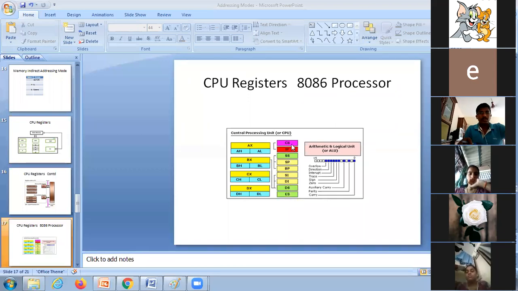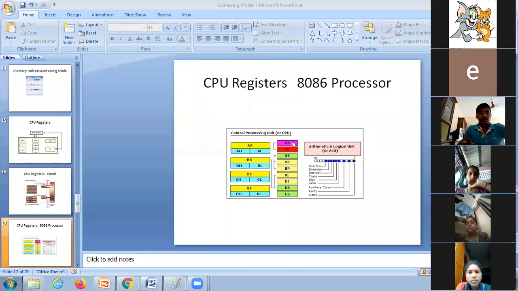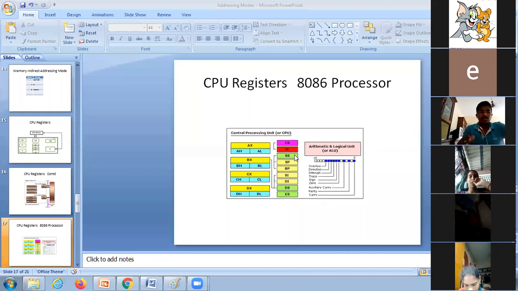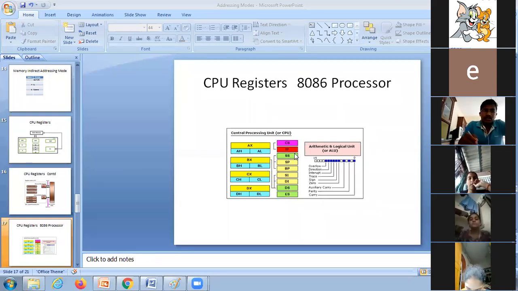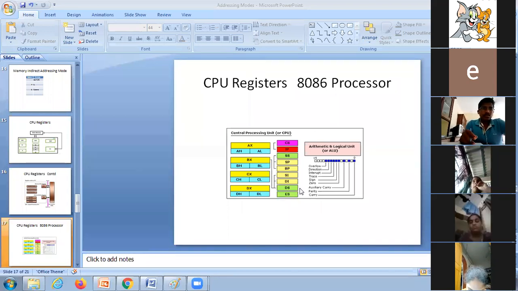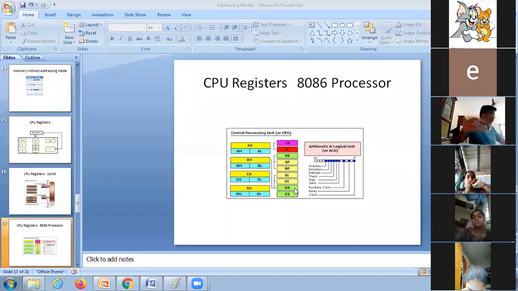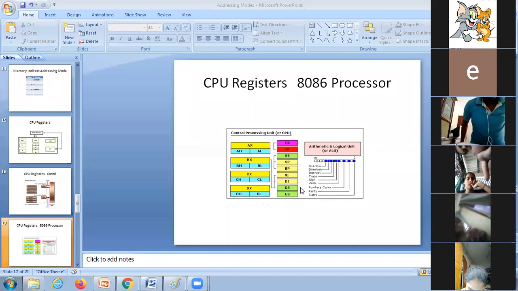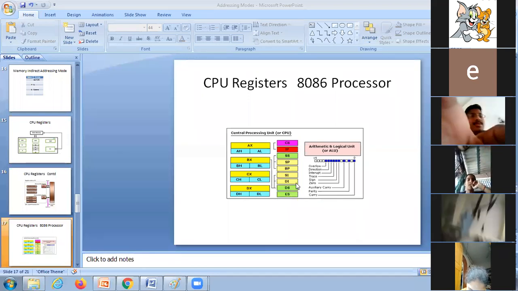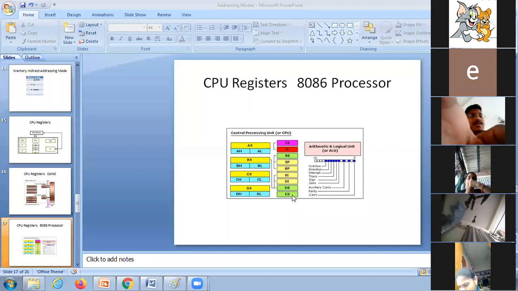Code segment is used to store the code. Code means program. Stack segment is used to store the temporary variables, that is stack purpose. And data segment is used to store the data. Data is different from code. Code means program, data means values. ES, extra segment, can be used to store the above three purposes. Any purpose you can use it. That is extra segment.